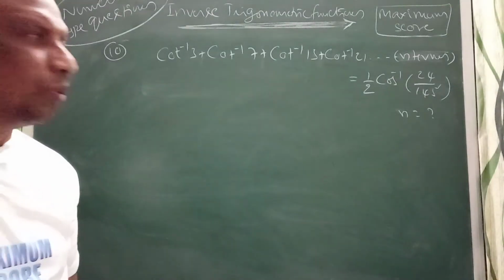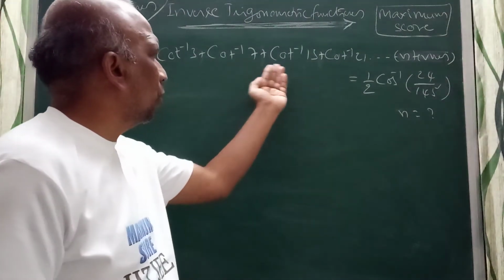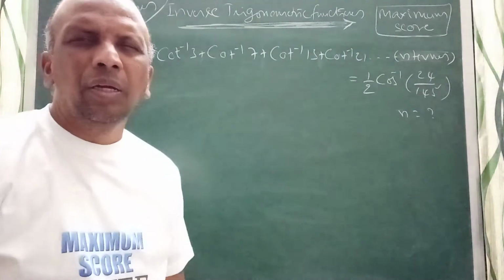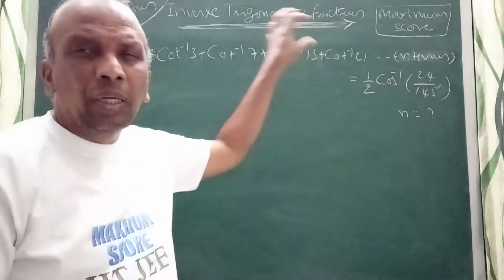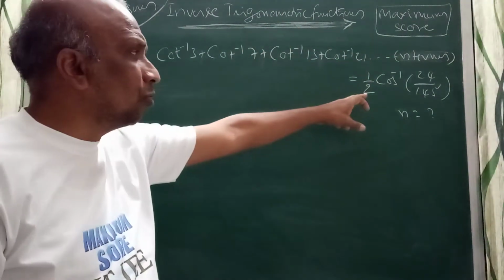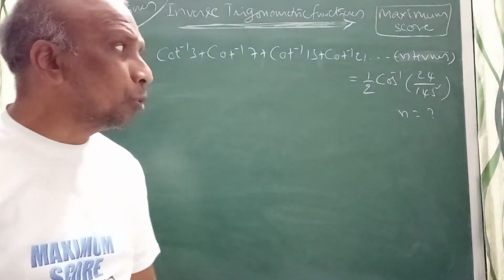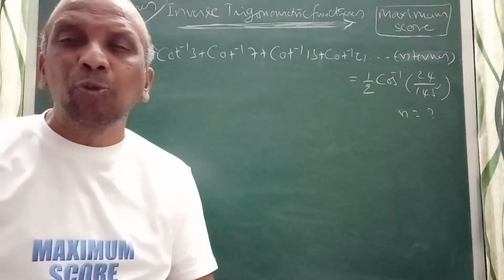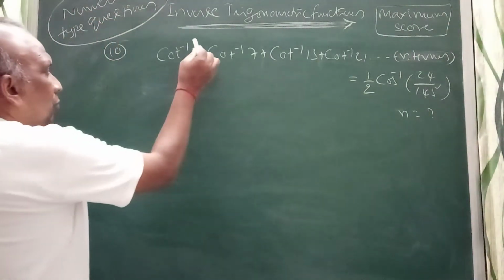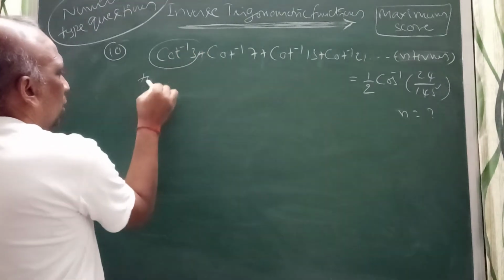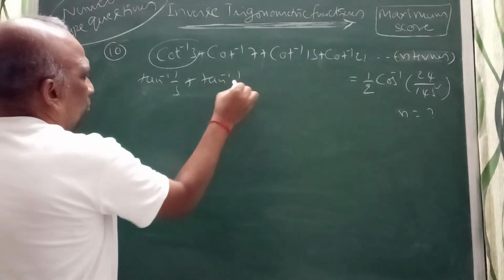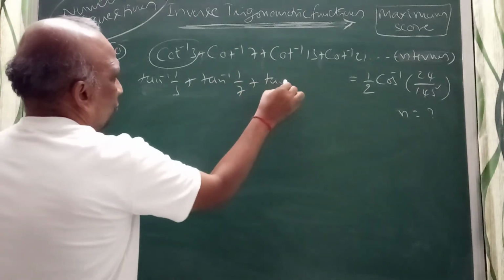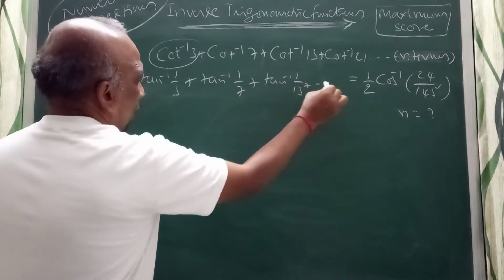You can see in this problem, they are given in terms of cot inverse 3, cot inverse 7, plus cot inverse 13 plus cot inverse 21 and so on, n terms. The sum of these n terms is equal to half into cos inverse of 24 by 145. Then what is the value of n? If we convert cot inverse in terms of tan inverse, it is tan inverse 1 by 3, tan inverse 1 by 7, tan inverse 1 by 13 and so on.